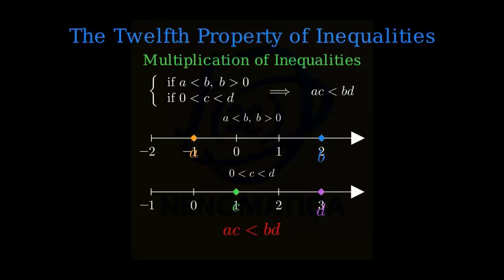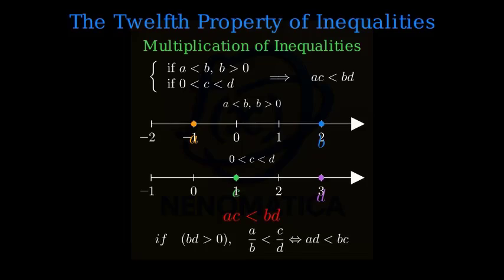There's an alternative way to express this property. If b times d is greater than 0, and if a over b is less than c over d, then a times d is less than b times c.